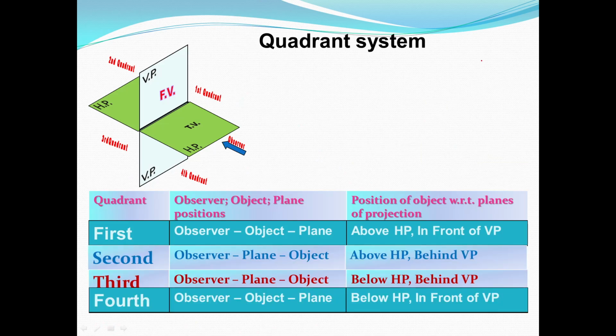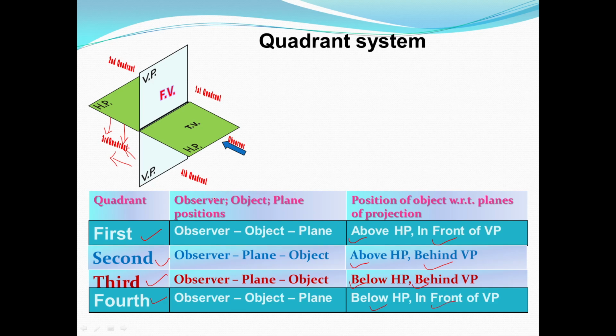So here is the quadrant system. The first quadrant: above the HP, in front of VP. Second quadrant: above HP, behind VP. Third quadrant: below HP, behind VP. And fourth quadrant: below HP and in front of VP.